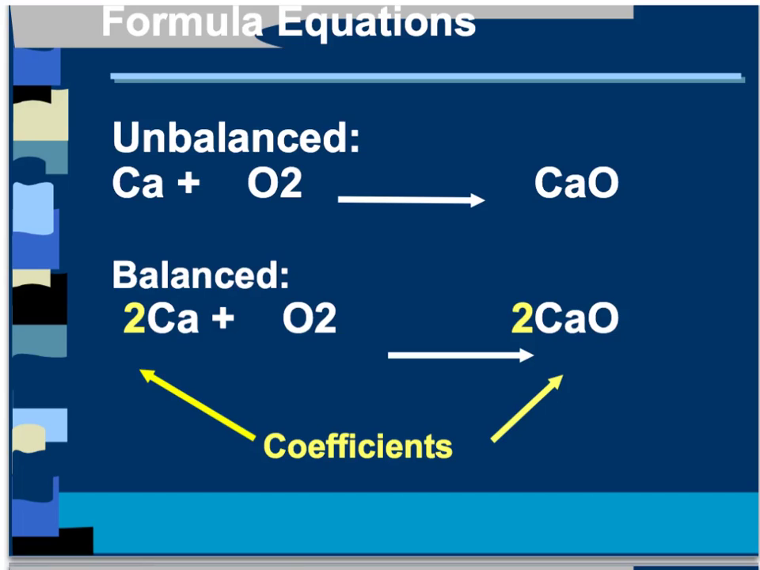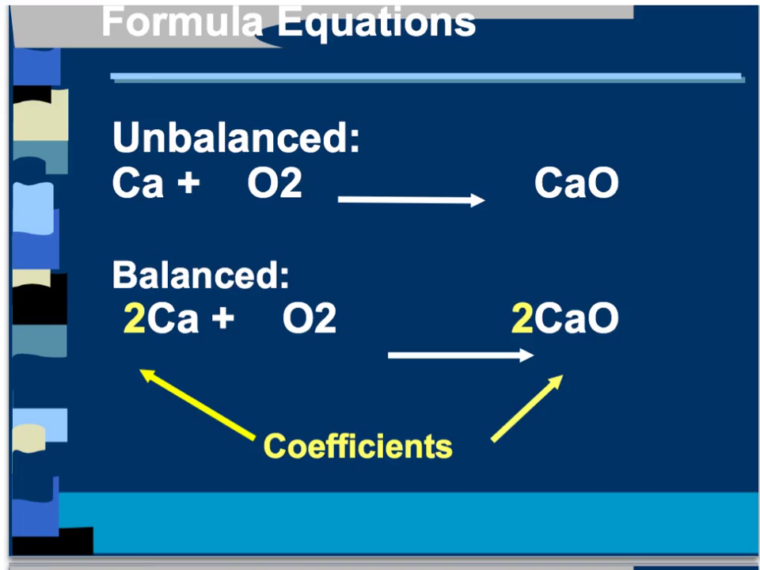So we're going to go ahead and start off by looking at this equation here. It's unbalanced, meaning that we don't have an equal number of atoms on each side. So we've got calcium reacts with oxygen to yield calcium oxide. So a second ago, I believe we saw this word equation for this. So we have got calcium reacts with oxygen to produce or yield calcium oxide.